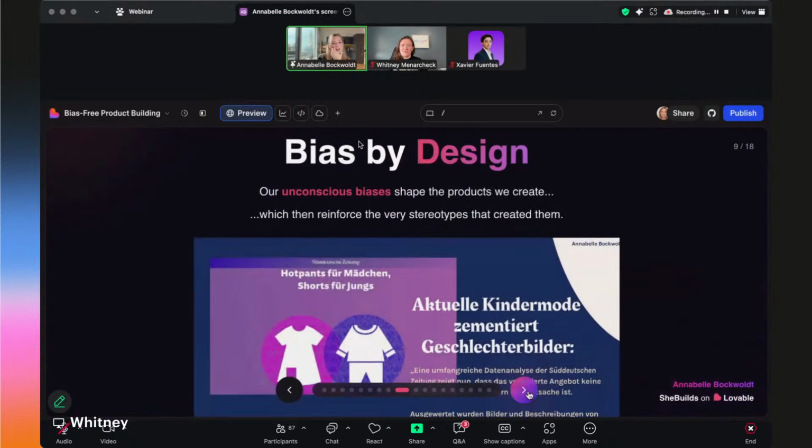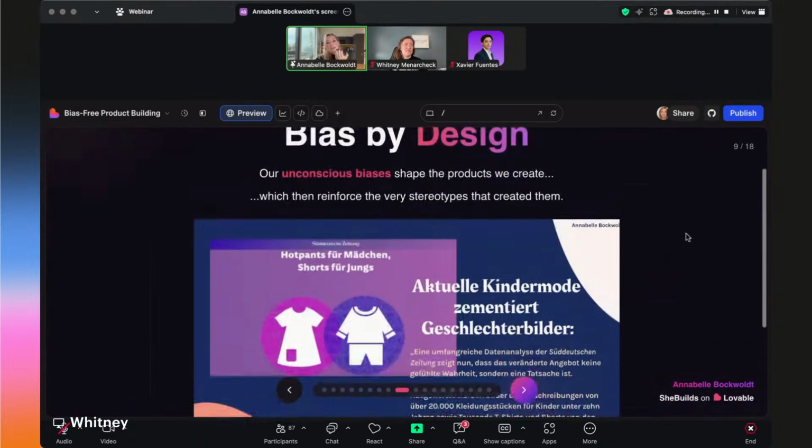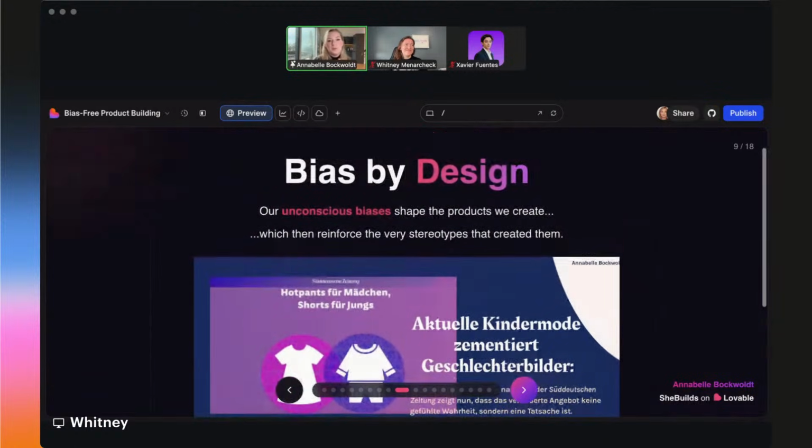All right, bias by design. I have one study. Actually, this one is German, but don't worry, I will translate it for you. So basically, if we look into product development, our unconscious bias doesn't only label people into stereotypes. I'm now taking a very tangible product, children's clothing. The problem is if we have unconscious bias, the products that we build will also affect how society works, and it will reinforce the stereotypes.